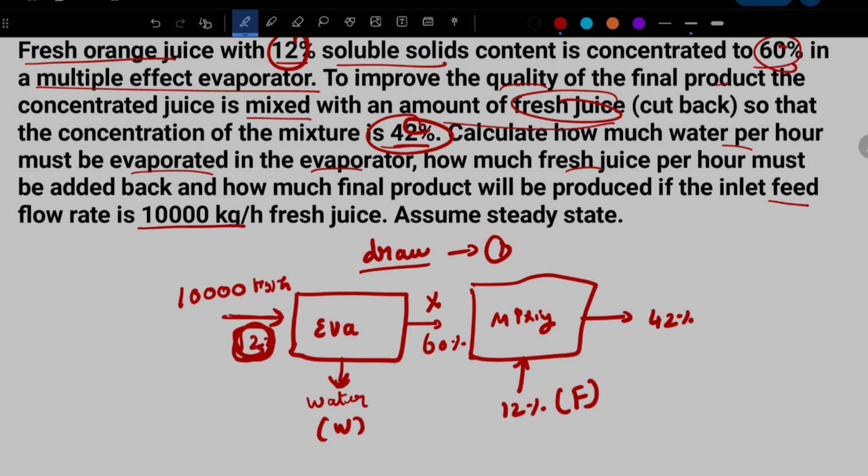It is not 10,000 because only the inlet feed is 10,000. You cannot put 10,000 here, but the concentration of fresh juice is the same. That's why I'm not putting 10,000 here. This is important. So here I'm putting F, and I'm getting some product out of it. I can call this final product Y. Let's keep that Y.